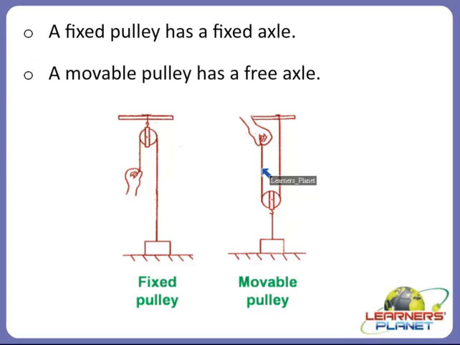So what is the main difference between a fixed pulley and a movable pulley? Yes, a fixed pulley has a fixed axle and a movable pulley has a free axle. As you can see here in this picture, some of the difference you can notice, right? This is the fixed one and this is the movable one, meaning we can move it. Here it is fixed. It cannot move that much like a movable pulley.